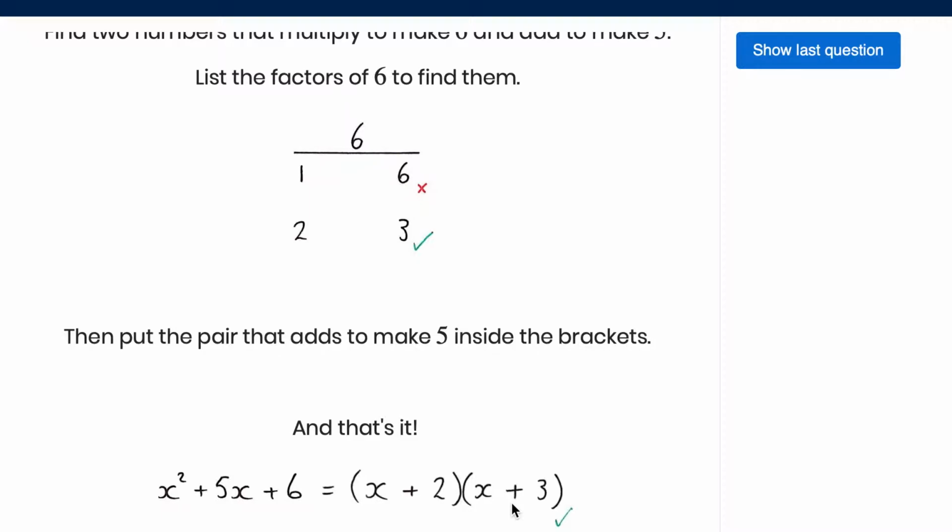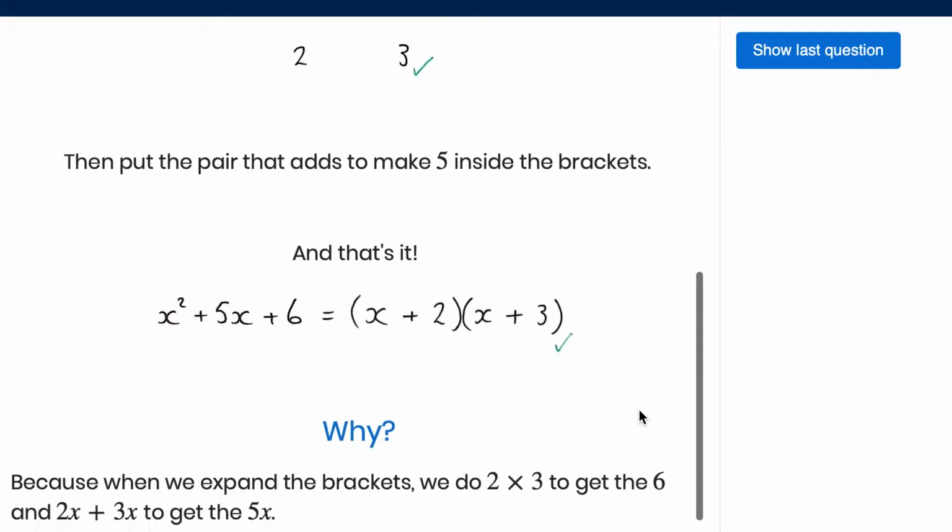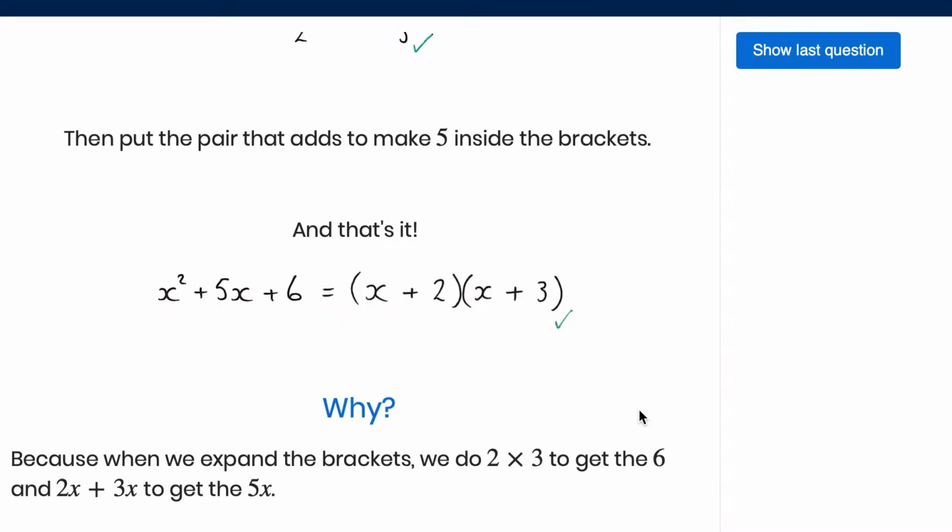Okay, all well and good, but you might be wondering why we choose these numbers. And that's because when we expand the brackets, we do 2 times 3 to get the 6, and then 2x plus 3x to get the 5x. Pause the video and expand the answer to check if you're not completely sure. Okay, now it is your turn.